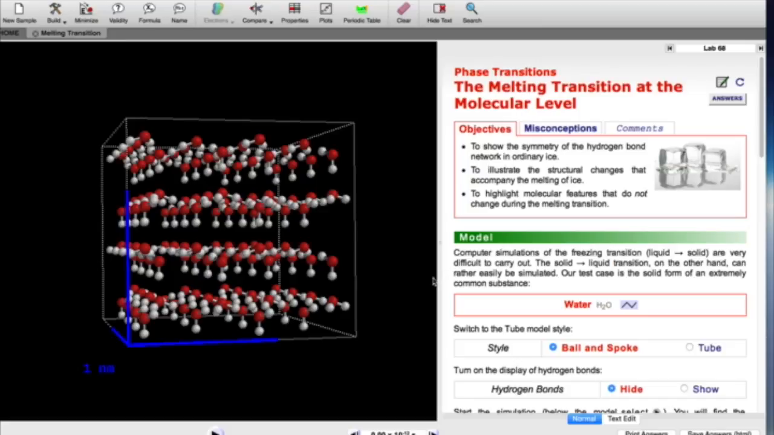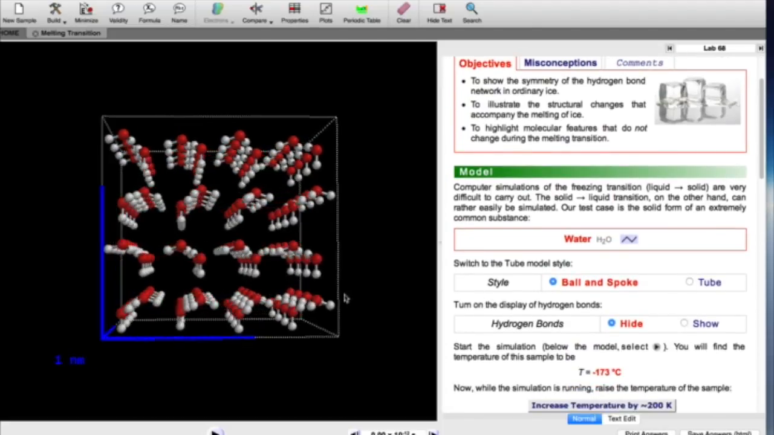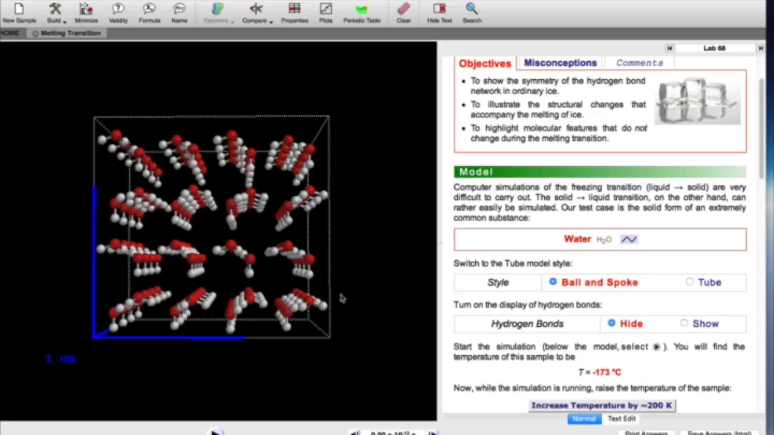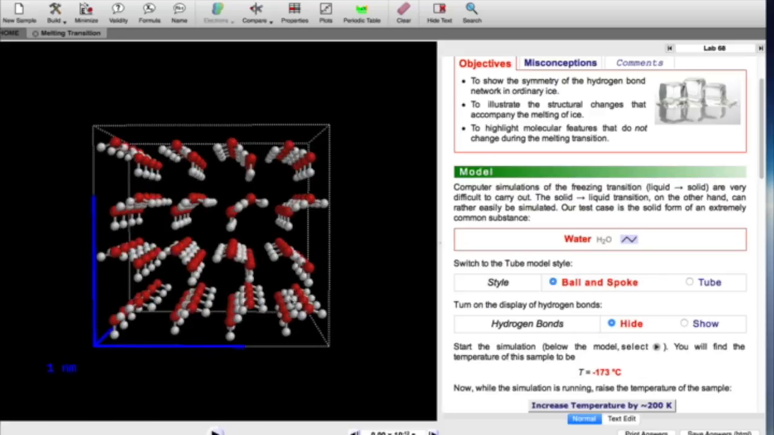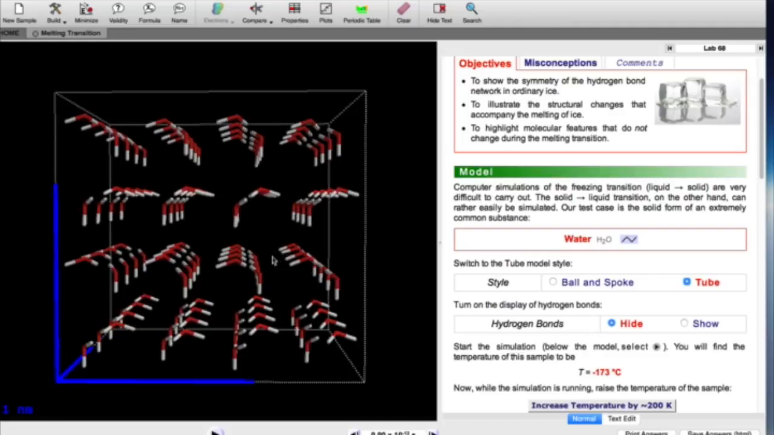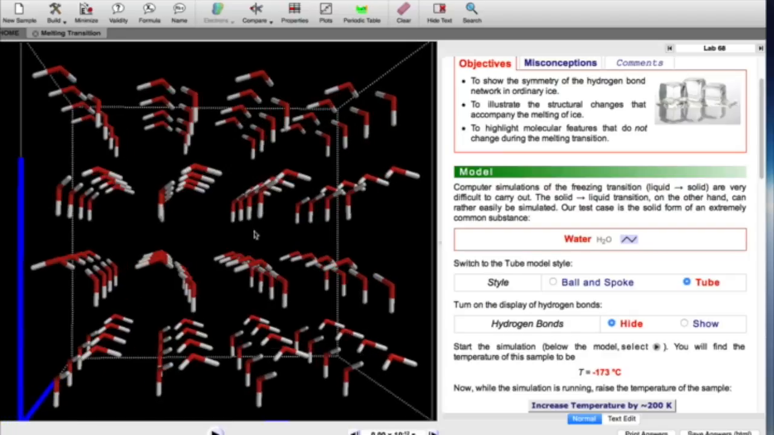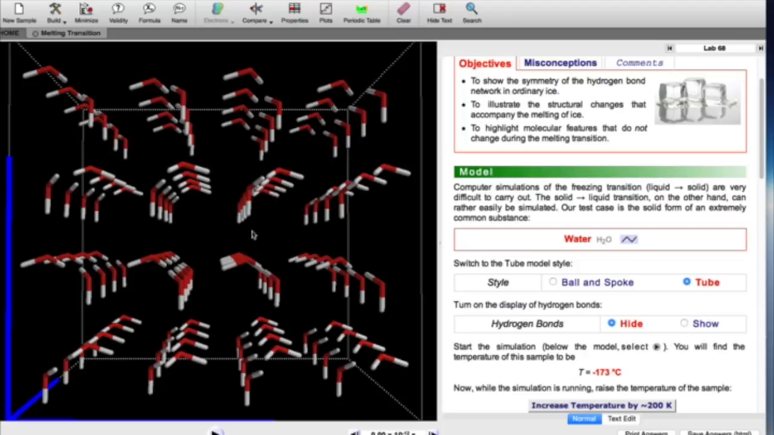So what we see on the right hand side is that we can look at the water, or in this case the structure of the ice itself, in two different molecular styles. Right now as a default we are set on ball and spoke, and we can also look at the water or ice, the water molecules, in a tube representation. This is very important here because you can quickly see the alignment of the water molecules in the solid state. And what's fascinating is one can see right away that there is a very regular arrangement of water molecules.